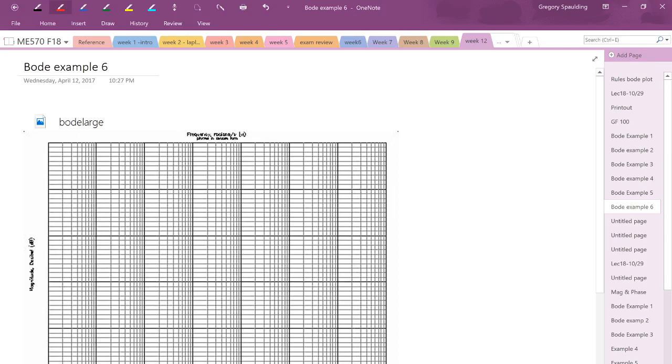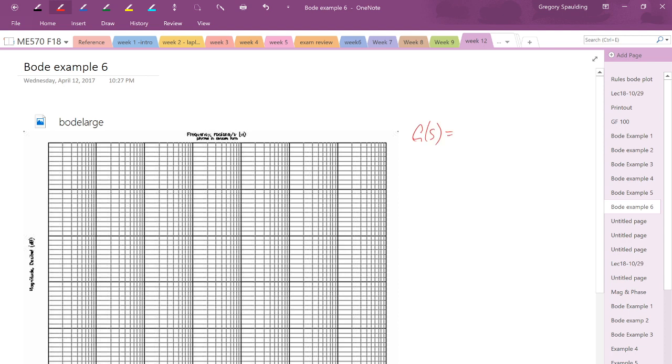Okay, let's take a look at a little bit of a different one. Now, this is a second order. We've been through a couple of first order systems and seen how they perform. Now let's look at a second order system and see how it works. So let's start off with a transfer function.